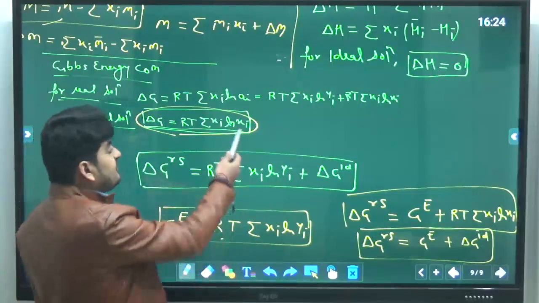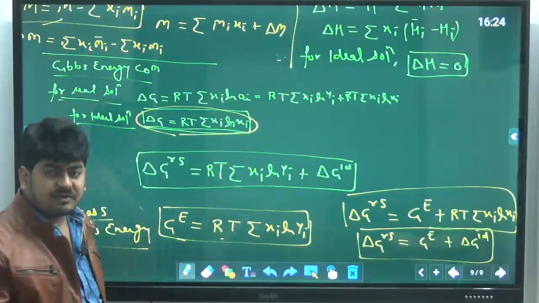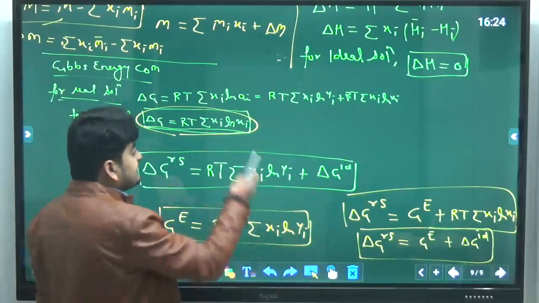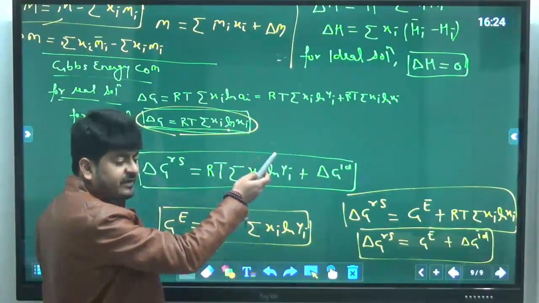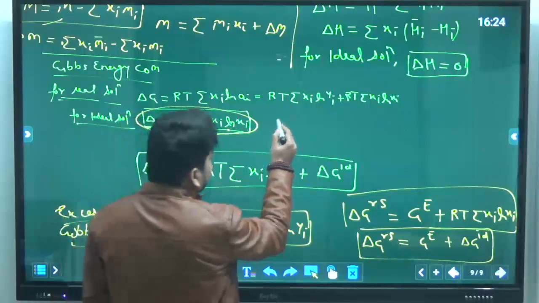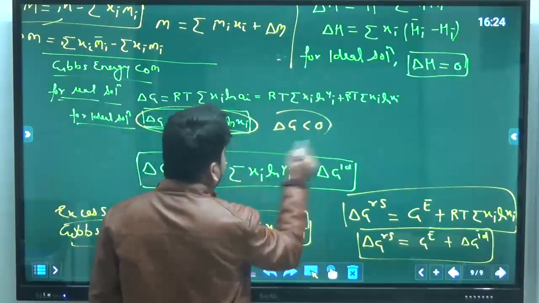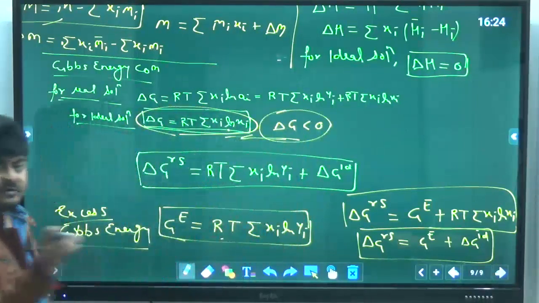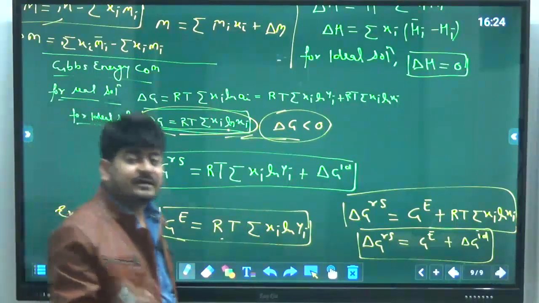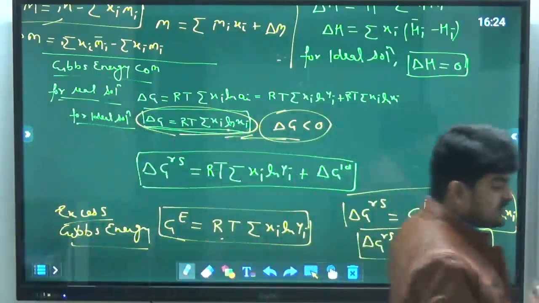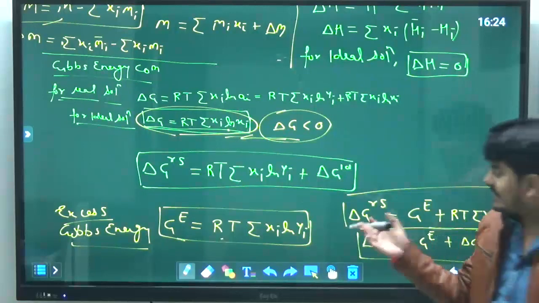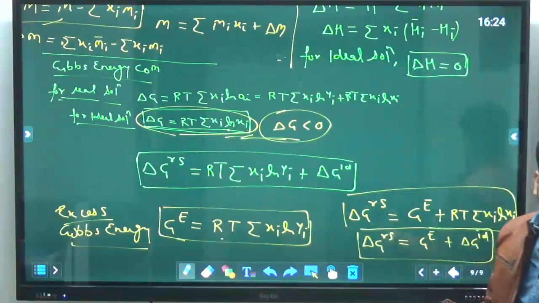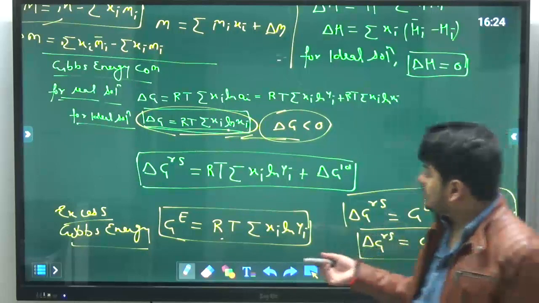Okay, and one more thing here you can understand, like Xi will be what? Xi will be less than 1 obviously. Okay, and if Xi is less than 1, then ln of any fractional value will be negative. So you can see that delta G will be negative for ideal solution always. Whatever value you will get, that has to be a negative value. Okay, so this is Gibbs energy change of mixing and excess Gibbs energy for you.